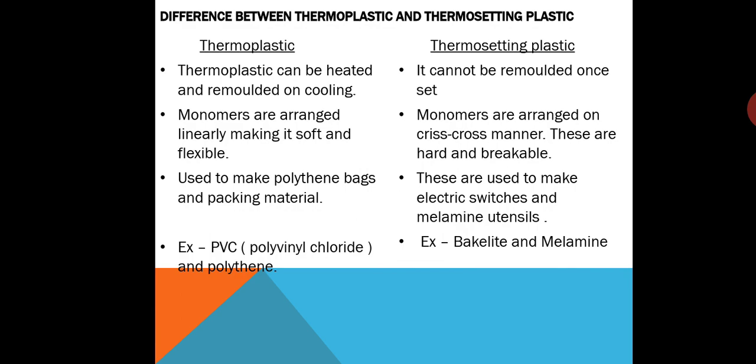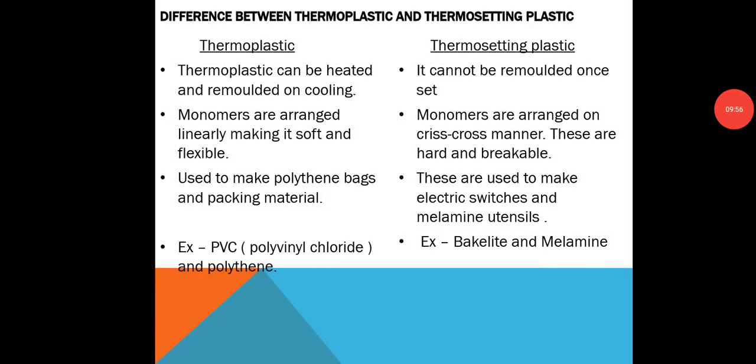Thermosetting plastic is such that once the shape is provided to it, it cannot be remolded again. That means the shape is fixed. The monomers of this type of plastic are arranged in a crisscross manner, due to which they are hard and breakable. That means if you apply force, they will not bend but they will break. These are used to make electrical switches and melamine utensils. Examples are bakelite and melamine. You can see the switchboards, the handles of the cooking vessels. These are all made up of thermosetting plastic.